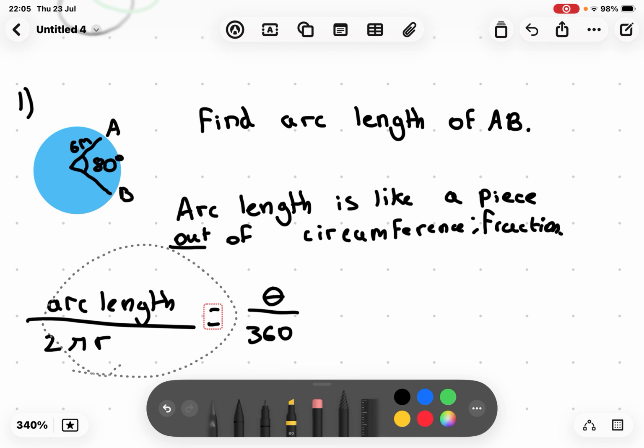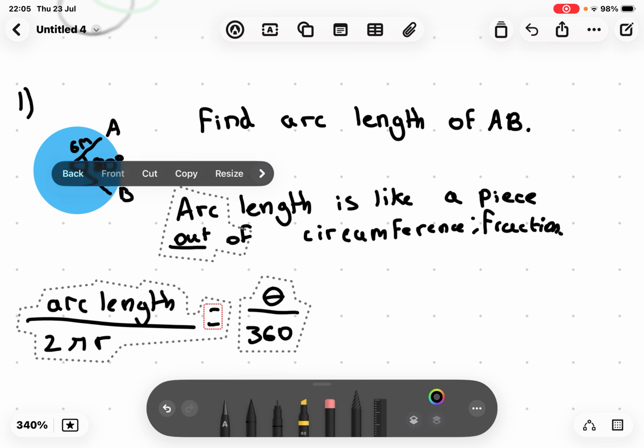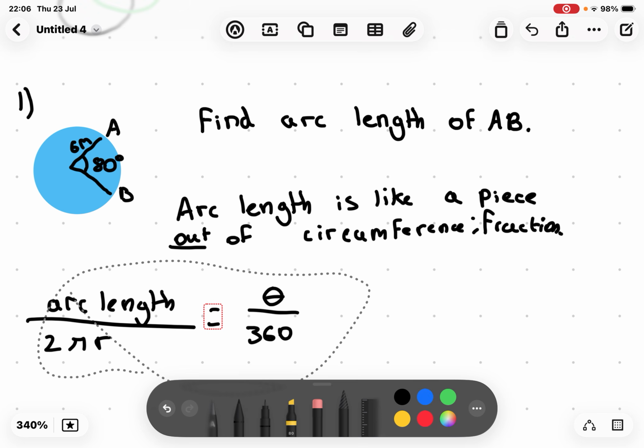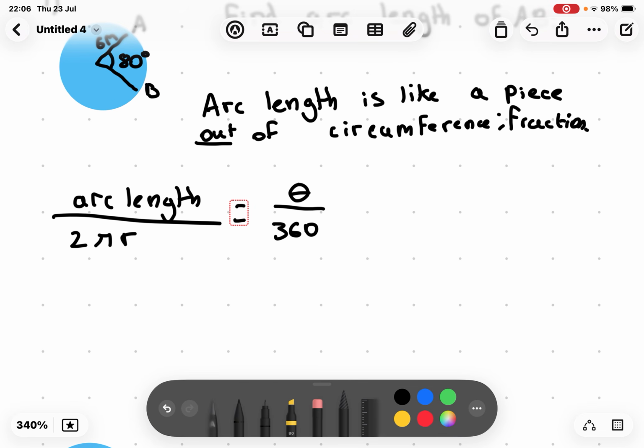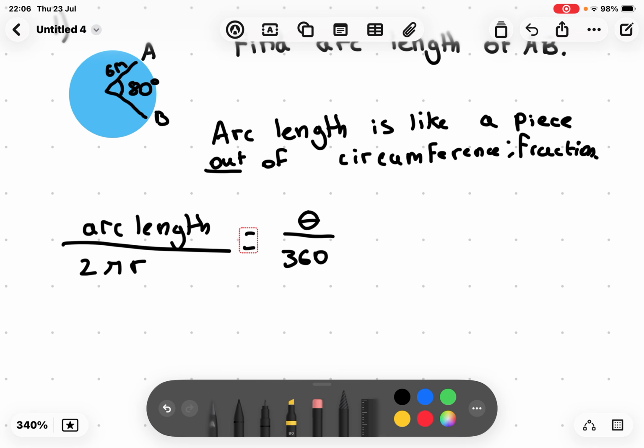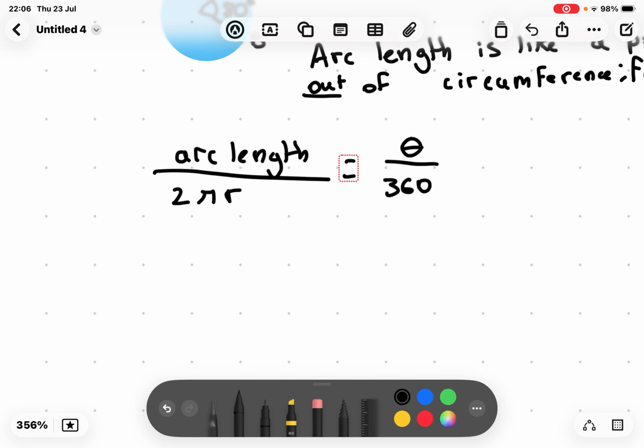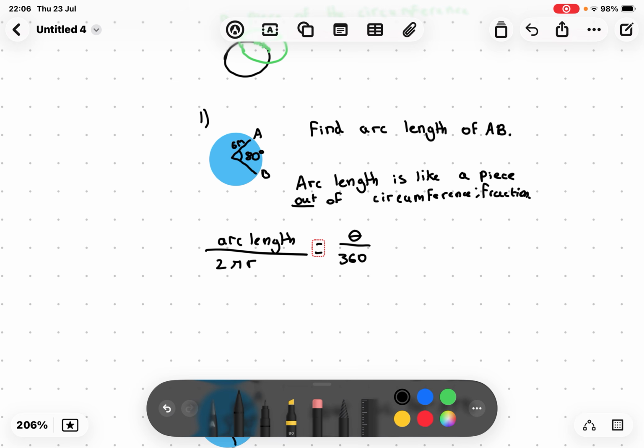These two equations are used together because, first of all, they equal the same thing. Imagine them as being a brother and a sister, I guess. We don't know the arc length.